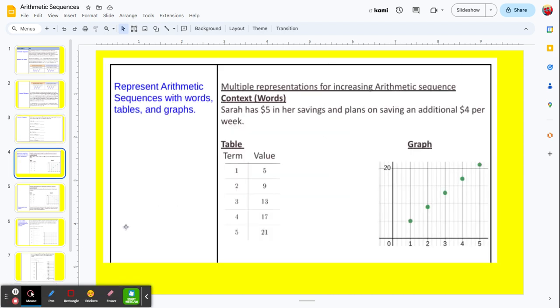Now we can represent arithmetic sequences with words, tables, and graphs. So here's a context with words. Sarah has $5 in her savings and plans on saving an additional $4 per week. So our arithmetic sequence is 5.